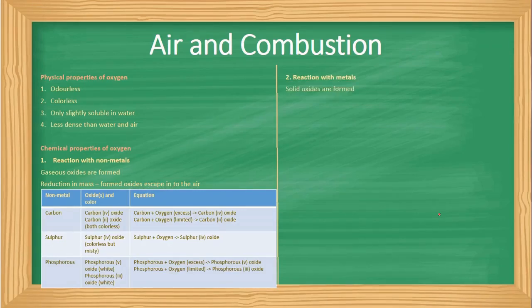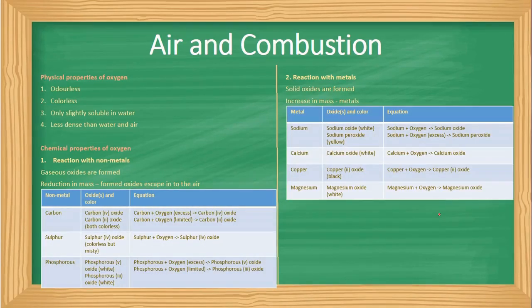Now we look at the reaction with metals, or burning of metals. So if metals are burnt in oxygen, solid oxides are formed. There is increase in mass. The reason why there is increase is because there is addition of oxygen to the metal, and therefore the resultant solid will have gained some weight, some mass.